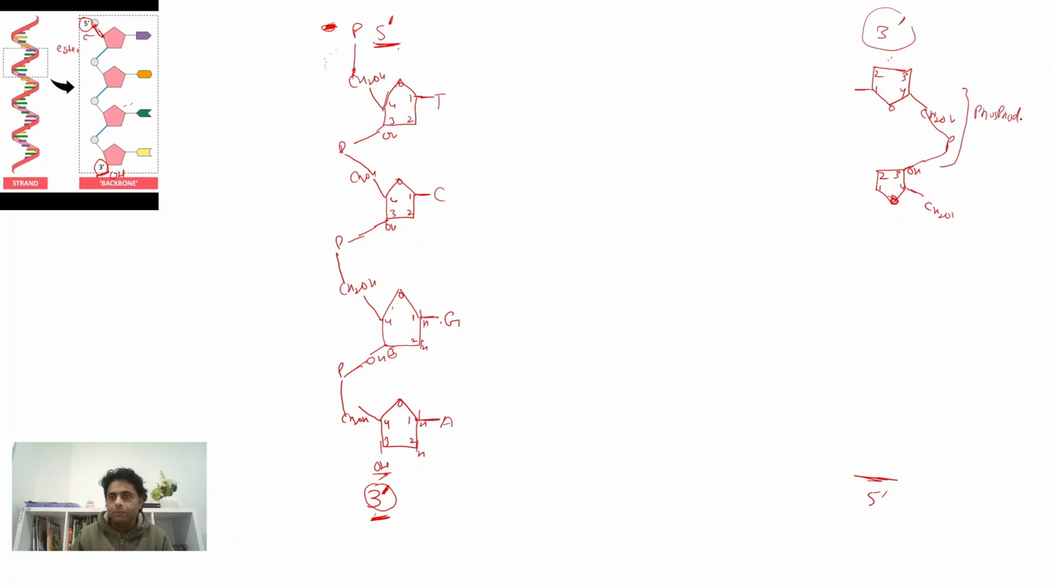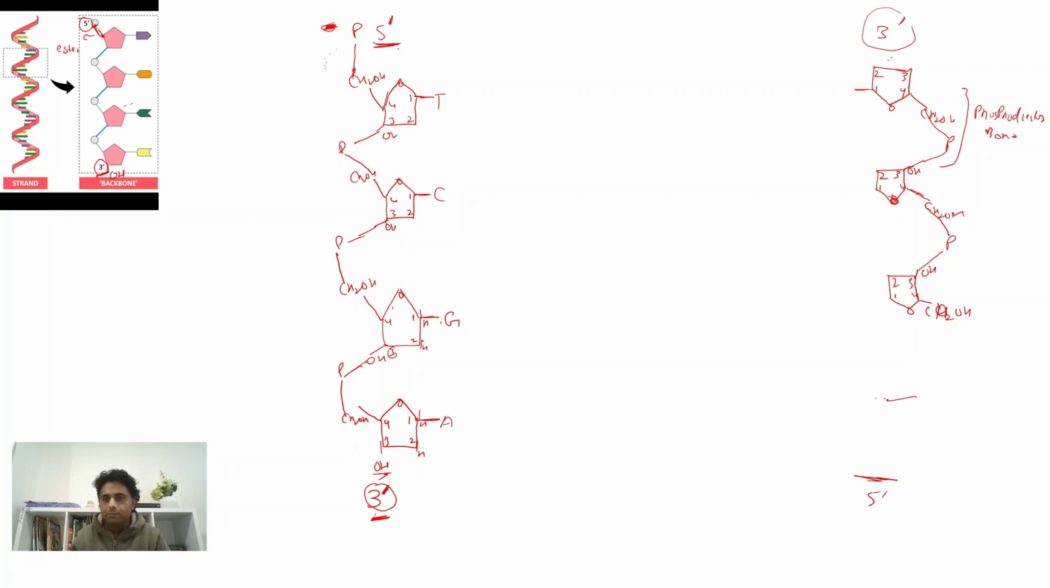And this bonding is called a phosphodiester bond. Okay, so now let's draw the next pentose. First carbon, second carbon, third carbon, fourth carbon, fifth carbon, CH2OH, and this OH group makes a bond with the phosphate, and the fifth carbon makes a bond with the phosphate, and then the last pentose.